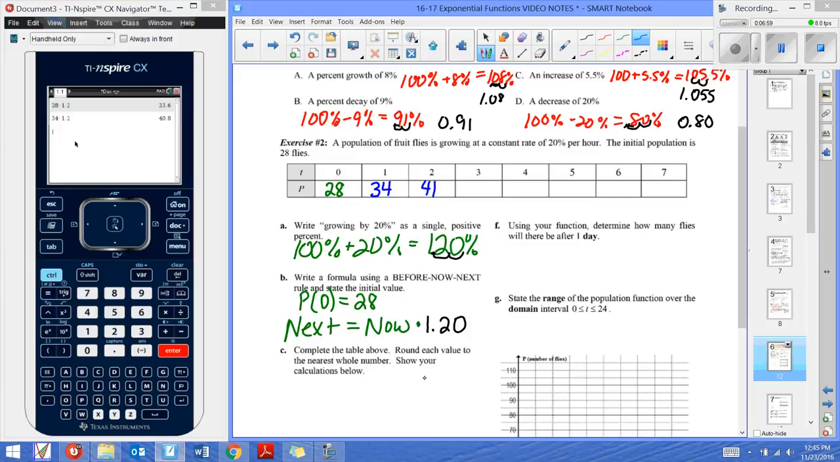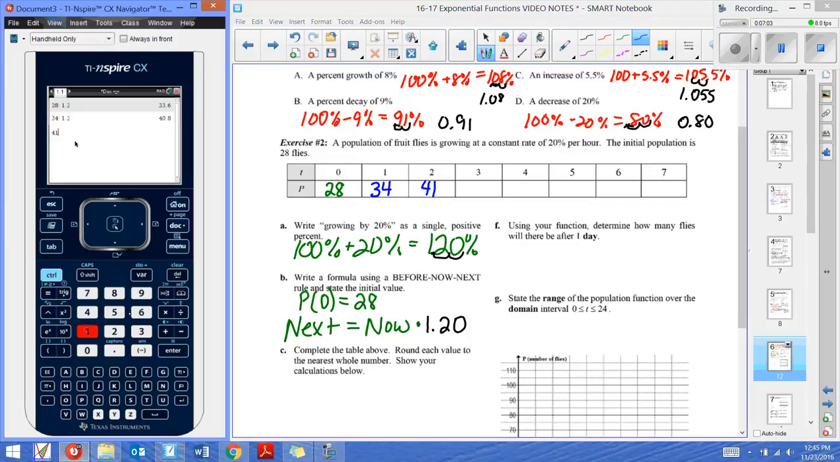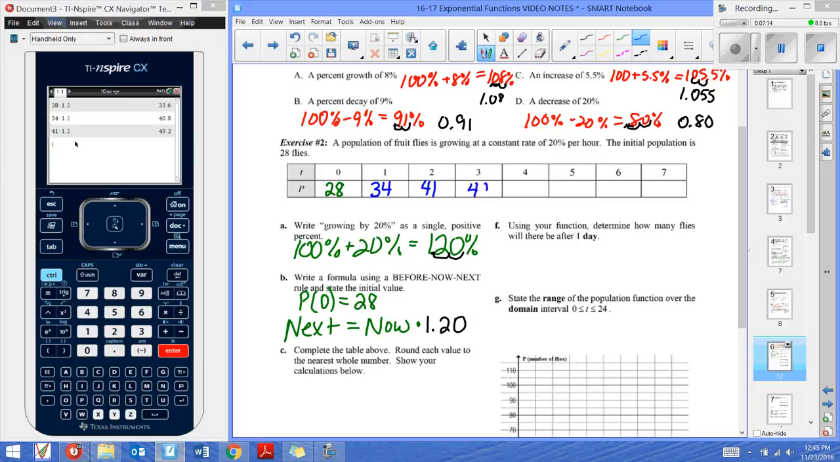And the nearest whole number just means get rid of decimals. For those of you who were confused about that, I should have clarified. So 41 times, you got it, we're increasing by 20% again. 49 fruit flies. Go ahead, finish off the rest of the table, and I'll do the same.